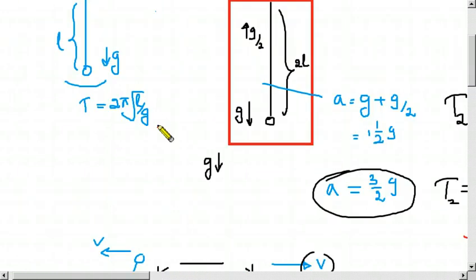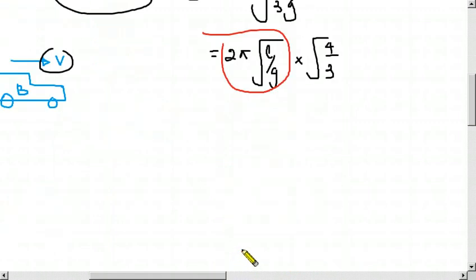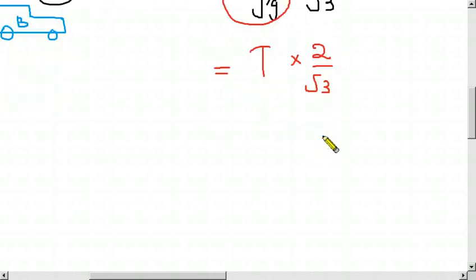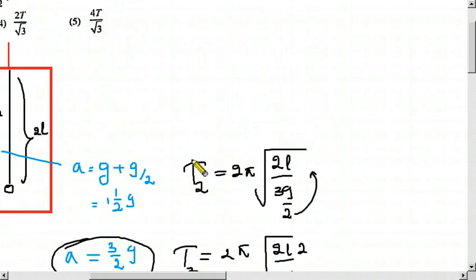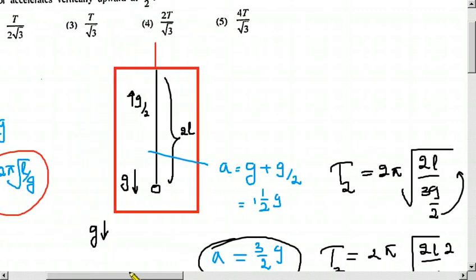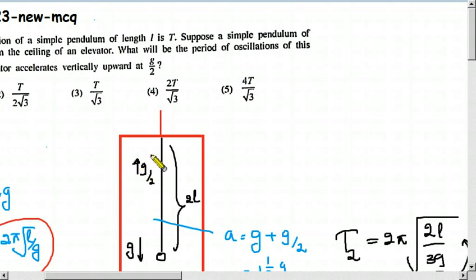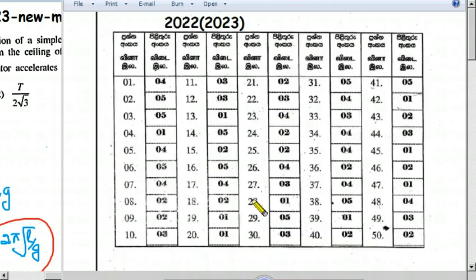Previously we had 2 pi root L divided by g, that is capital T, the period of the first pendulum. So times root 4, which is 2, divided by root 3, which we leave as it is. So 2T divided by root 3 is T2, the period of the second pendulum. This is the answer, the fourth one. So question number 17, the fourth one is the answer.